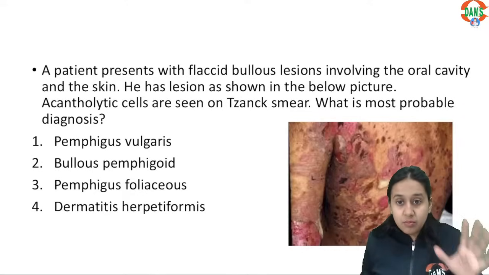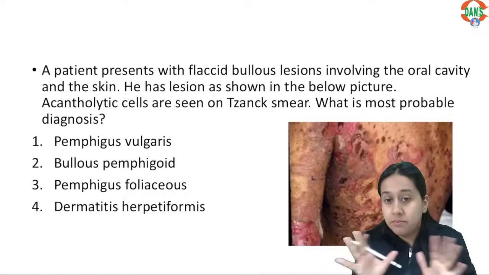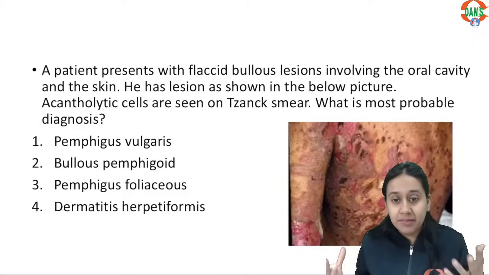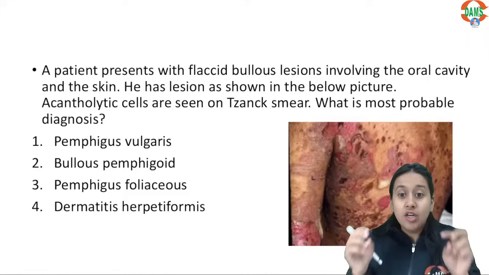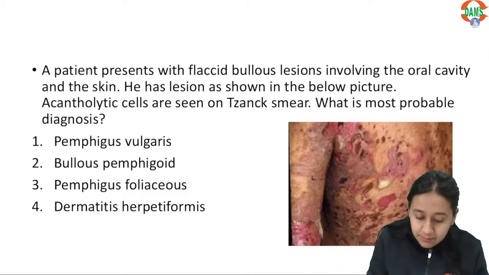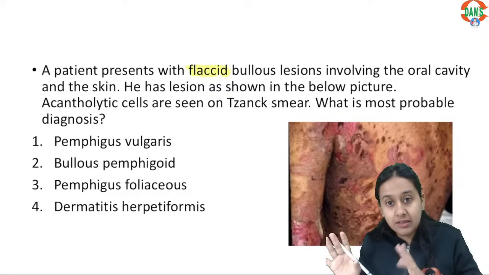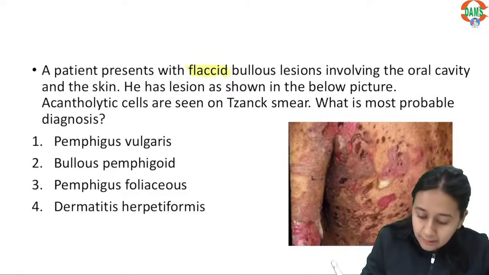You have flaccid bulla. Now, before you solve this question, I will tell you a very simple trick which I usually teach in my classes. Whenever you get a question of vesiculobullous disorder, you have to first see the type of bulla. The type of bulla can be of two types: one is flaccid or another is tense. So always look at the type of bulla.